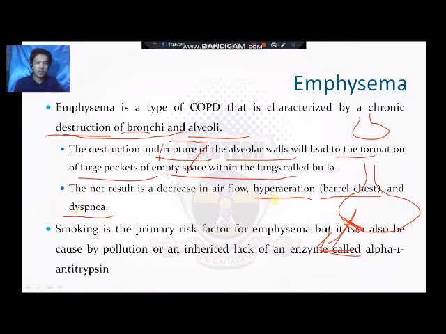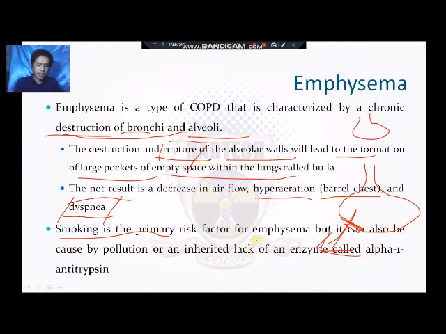And of course, because of the hyperaeration, there is a lot of air inside the lung fields of the patient, in the empty spaces. It becomes difficult for air to enter or leave the respiratory tract. So that's why the patient will experience dyspnea, the patient has difficulty breathing. And again, smoking is the primary risk factor. Okay, so that is the main factor that causes emphysema.